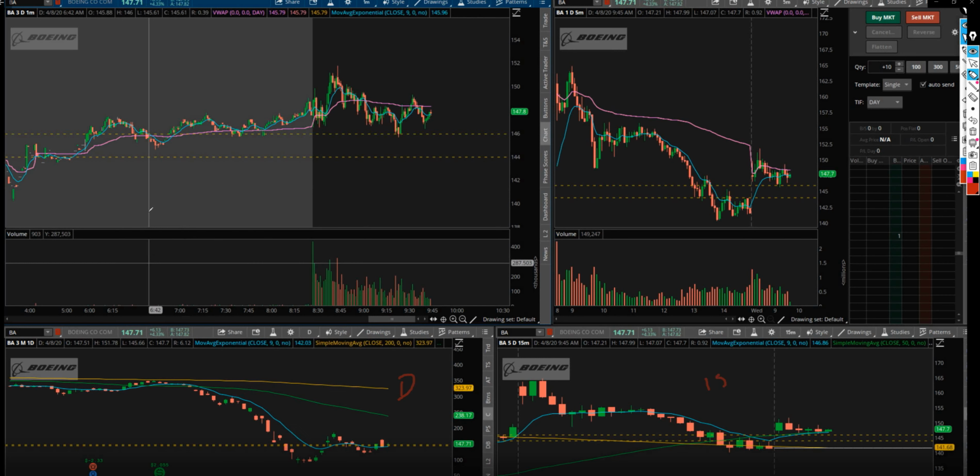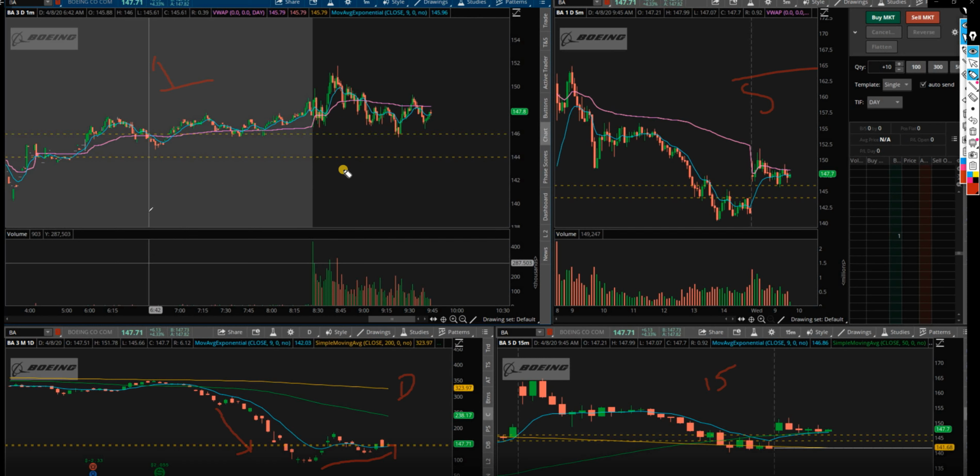This is a 15-minute chart. This is a 5-minute chart, and this is a 1-minute chart. The daily and the 15-minute charts are basically telling me the overall trend of the stock. So the daily looks like it was downtrending, and lately it has been going up. So if it's going up, it means that most likely the stock is going to go up that day.